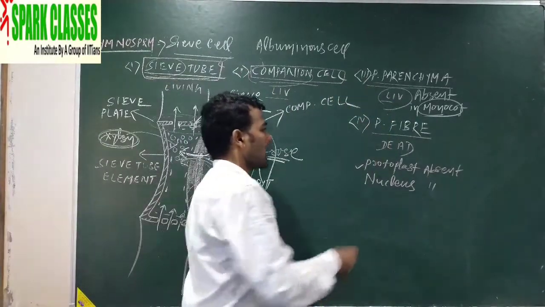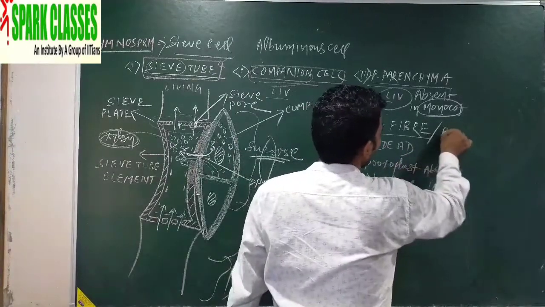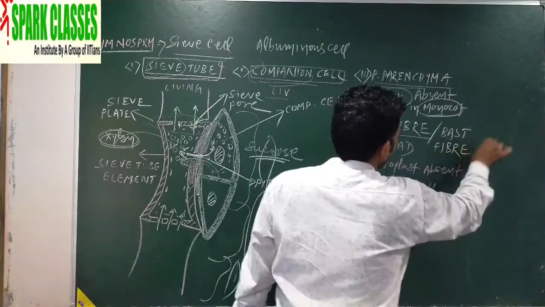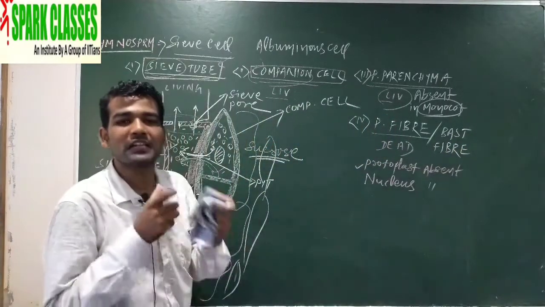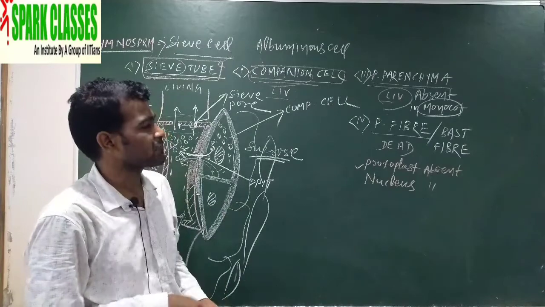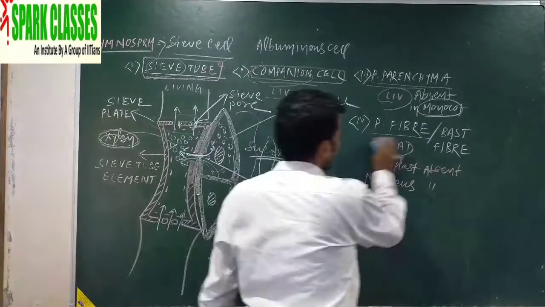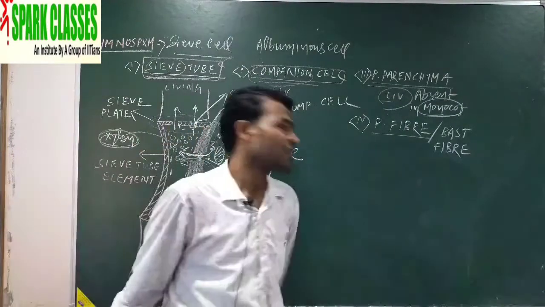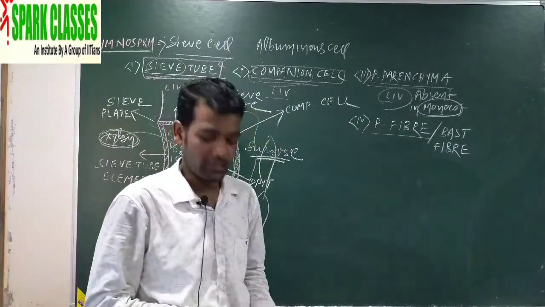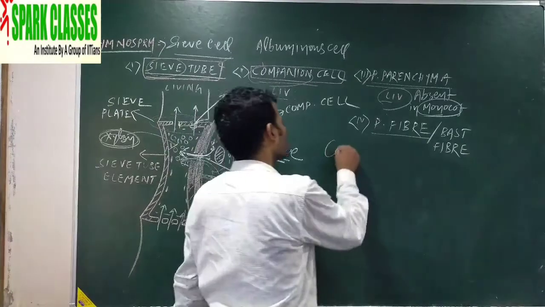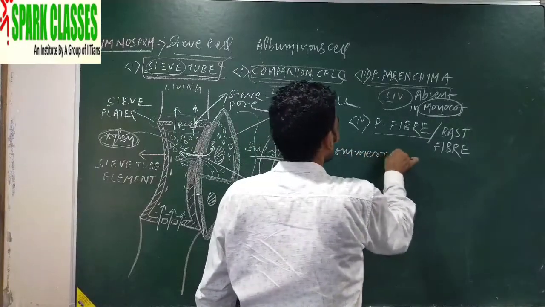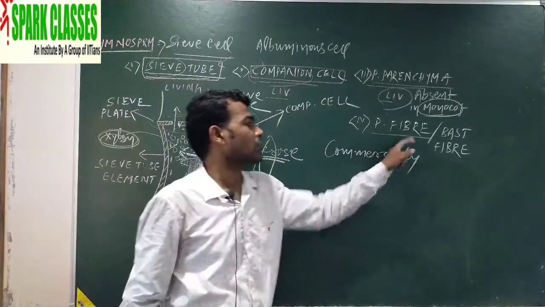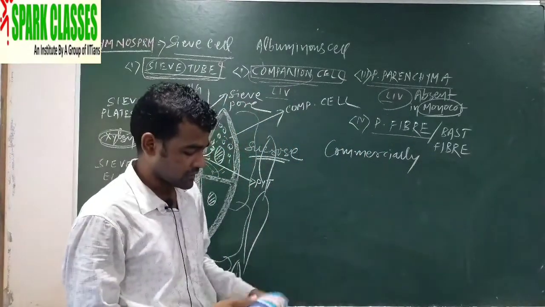One important thing I am going to tell about this phloem fiber. Phloem fiber is also called a bast fiber because of their thickness or hardness. These phloem fibers or bast fibers are used for rope making. The long ropes are prepared. So that's why these are commercially important. Question comes, which fiber is commercially important? The phloem fibers or bast fibers are commercially important.